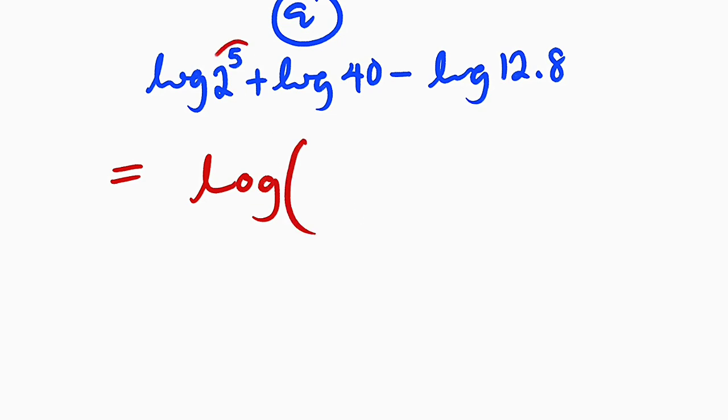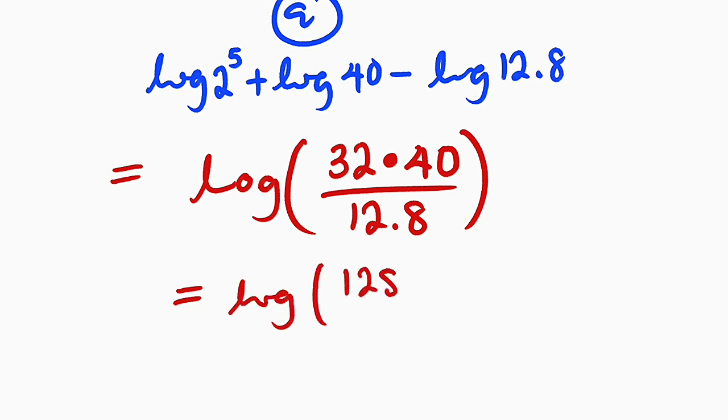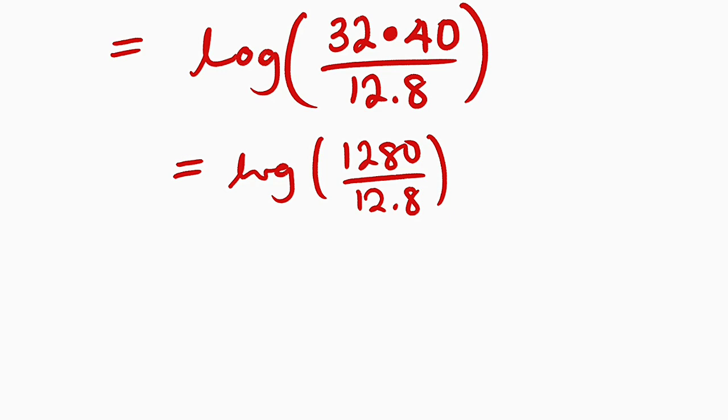The whole of 2 to the power of 5 is 32. So we have 32 multiplied by 40, then divide by 12.8. 32 times 40 is equal to 1280 divided by 12.8. If you use a calculator, take 1280 divided by 12.8, that will give us 100 exactly. So this is log of 100.